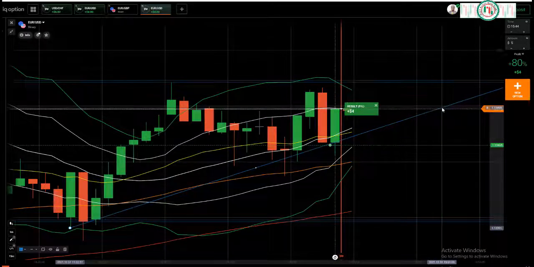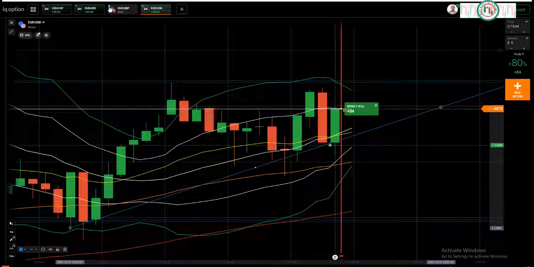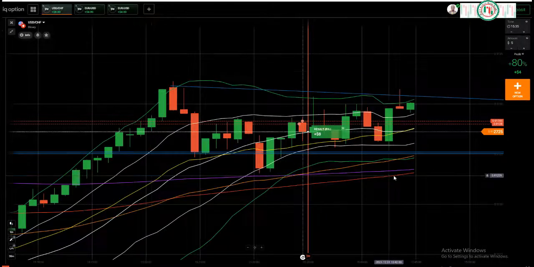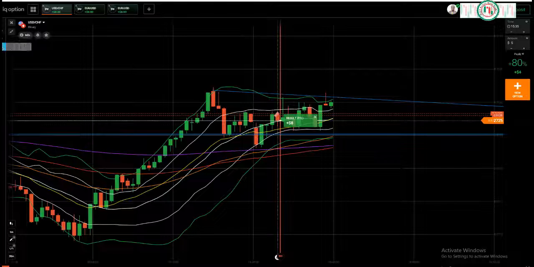I know definitely here you see a strong bias entry, so that's why I place my trade here. So I have finished my trading. Let me explain why I took my trade.